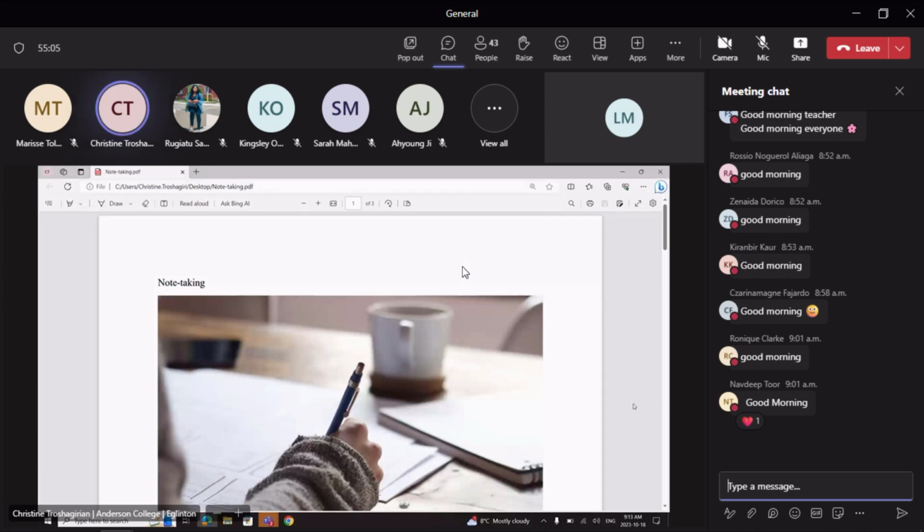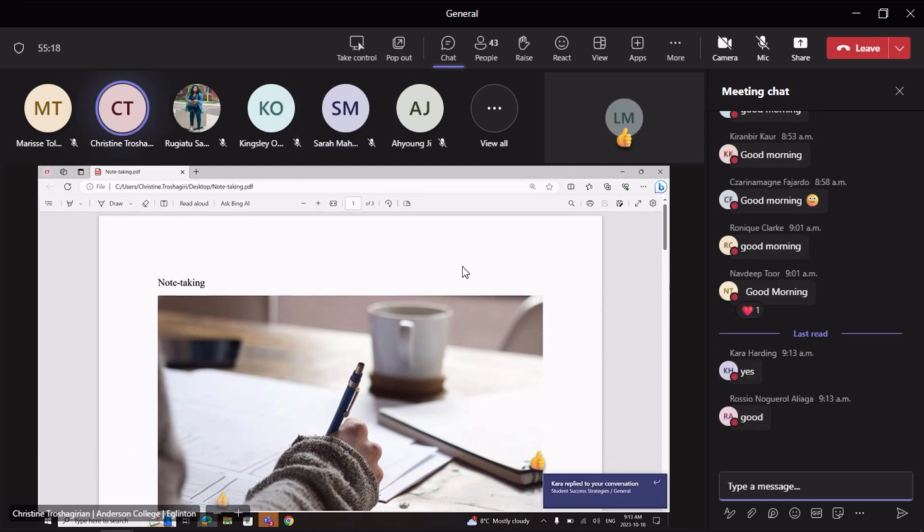Okay, here we go. I'm assuming that everyone is able to see my screen. Can one or a few students kindly confirm if you're able to see my screen? I can see it. Perfect. Thank you so much for the confirmation.